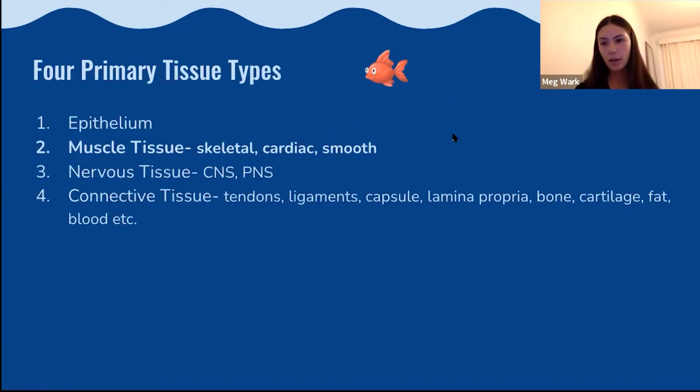So starting off, this is going back to your basics of anatomy. There are 4 different primary tissue types. We've got epithelium, muscle tissue, nervous tissue, and connective tissue. I'm not sure which ones you've already looked at. Muscle tissue might be the first one you're starting off with, but essentially there are 3 different types of muscle: skeletal, cardiac, and smooth muscle.